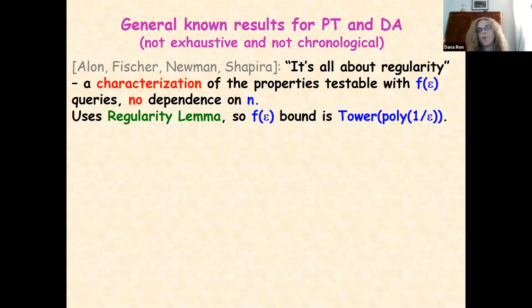Again, if you don't know what the regularity lemma is, it doesn't really matter right now, but if you do, then this expression of the tower will be familiar. So again, a general result, but with a very high tower, 2 to the 2 to the 2, and the height is polynomial in 1 over epsilon.